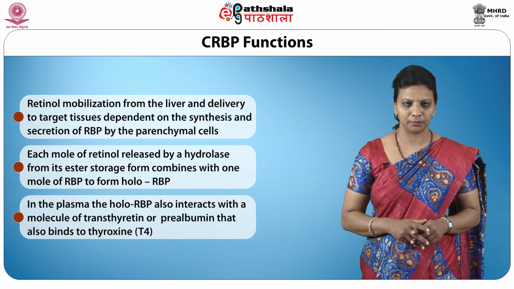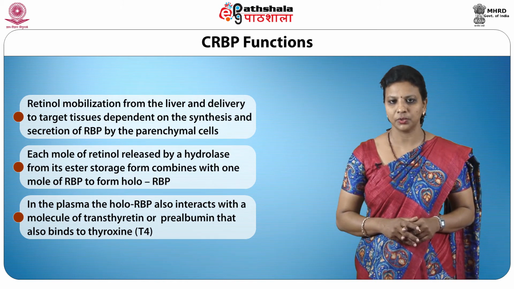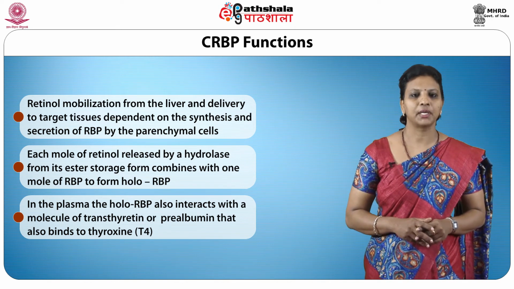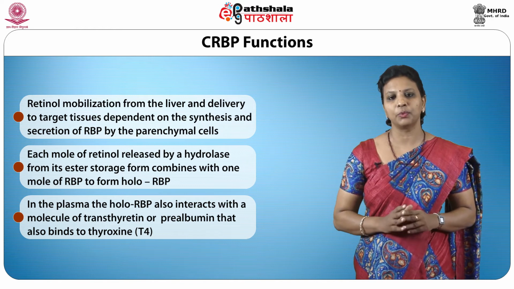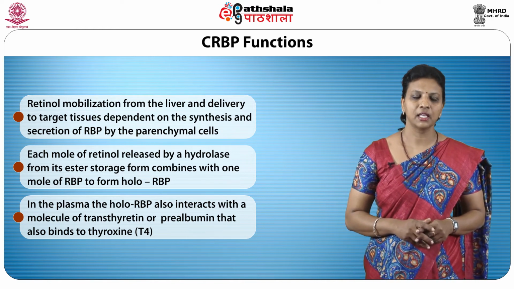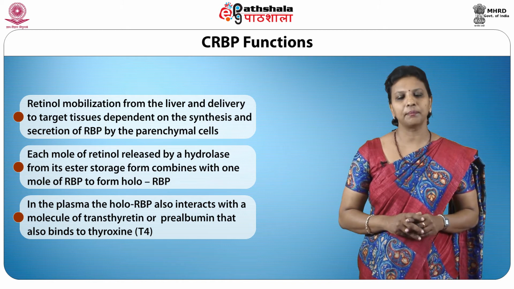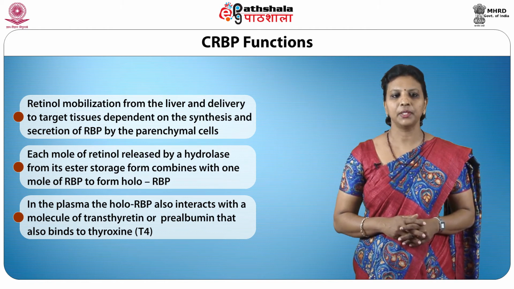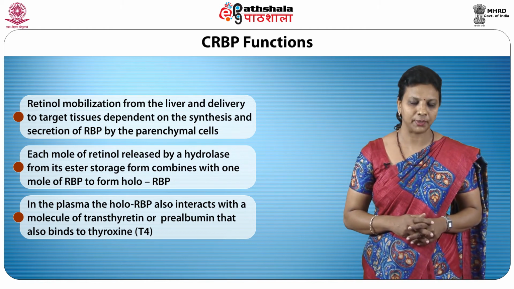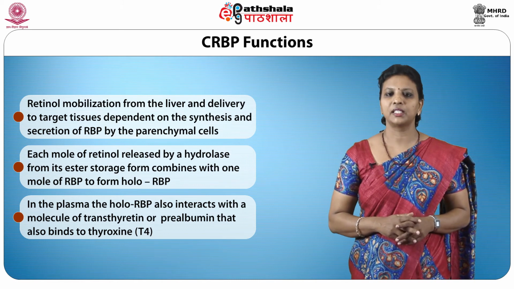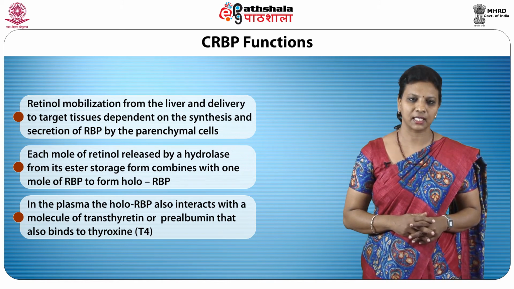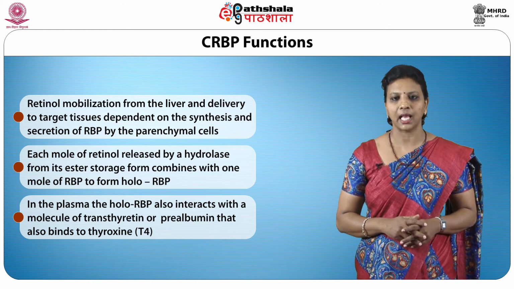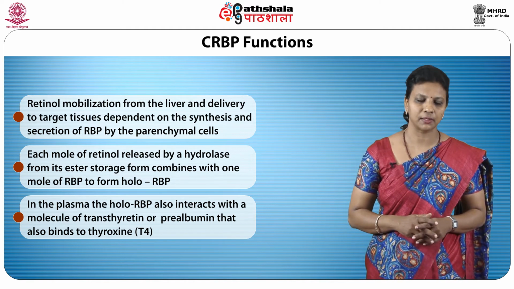Retinol mobilization from the liver and delivery to target tissues are dependent on the synthesis and secretion of retinol binding protein by the parenchymal cells. Each mole of retinol released by a hydrolase from its ester storage form combines with 1 mole of RBP to form holo RBP. The RBP retinol complex, known as holo RBP, is secreted into the blood where it associates with another hepatically synthesized and excreted larger protein, transthyretin, a protein known as prealbumin that also binds to thyroxine.